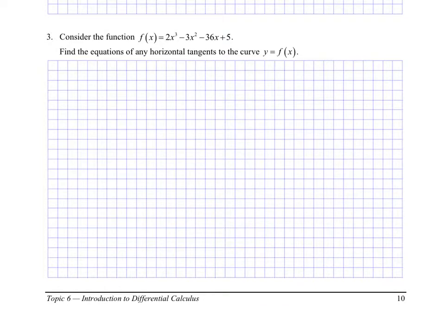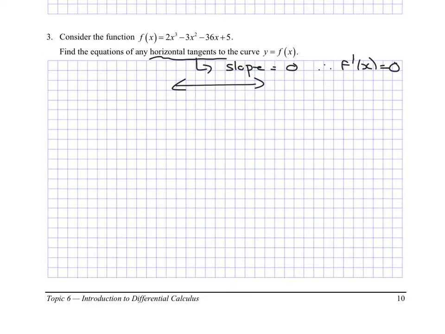So I'm going to skip question 2 because it's very similar to what we did in question 1. Consider this function now in question 3, and it says find the equations of any horizontal tangents. Well, if it's got a horizontal tangent, that means something. So try and interpret what these words mean. Horizontal tangent means like that. So that means its slope equals 0. Therefore, f dash of x is going to equal 0 at that point.